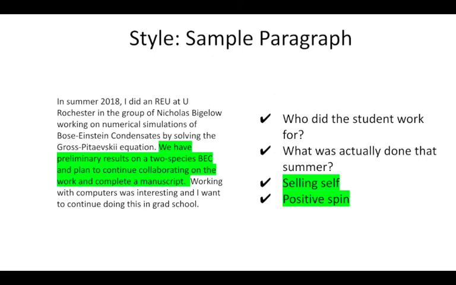We have preliminary results on a 2-species BEC and plan to continue collaborating on the work and complete a manuscript. That follow-through is important to mention, since it says we're going to finish it, but it also acknowledges that progress was made. And again, we've been harping on this theme throughout this entire talk: what does preliminary results mean?